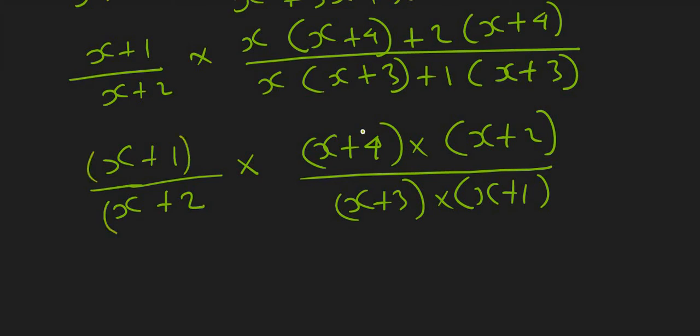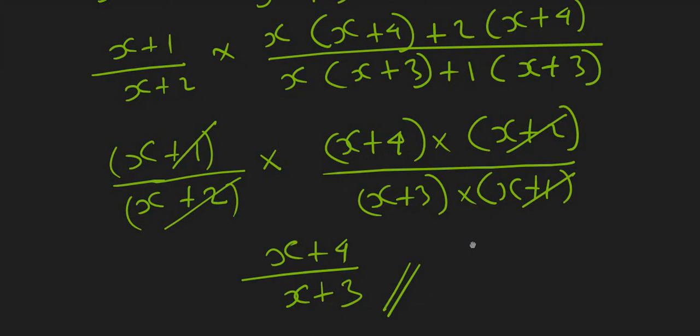Then we can cancel off x plus 2 with x plus 2, because it's multiplication. x plus 1 can be cancelled off with x plus 1. So we are left with 1 into x plus 4, which is x plus 4 over x plus 3. Now that was about multiplying algebraic fractions, which involves complex algebraic statements which can be factorized. Now we'll move on to addition and subtraction of algebraic fractions.